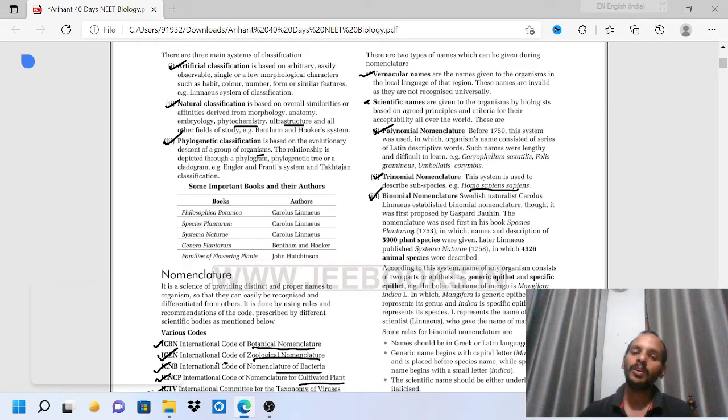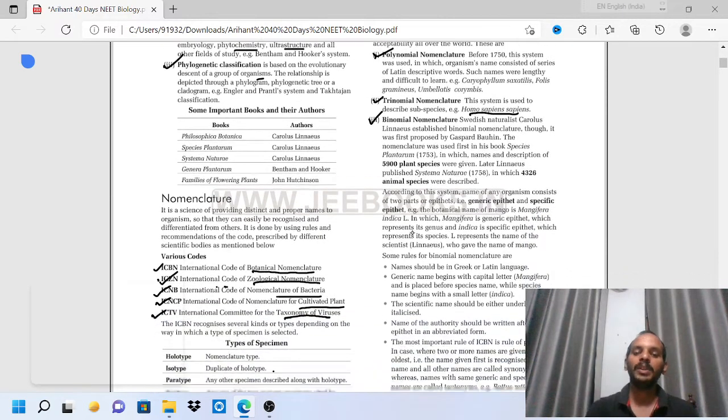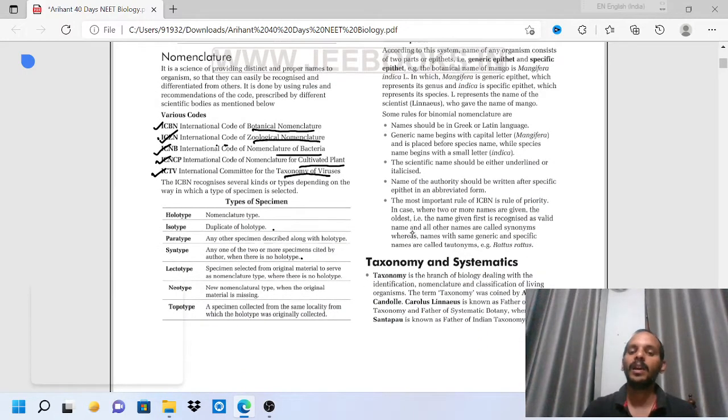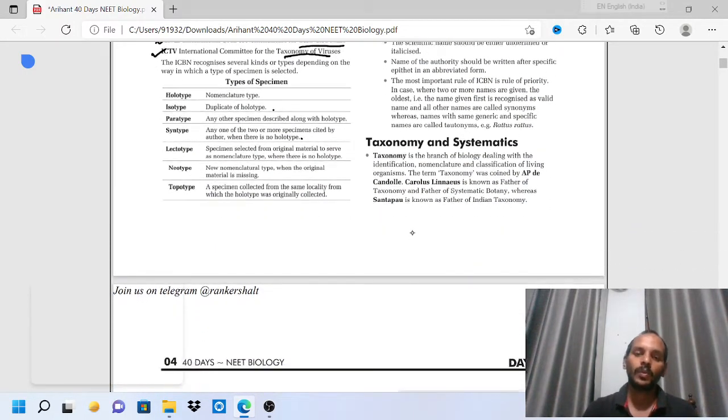Next is binomial nomenclature. Binomial nomenclature contains two names, genus and species. Like that, mango is known as Mangifera indica. Mangifera is the genus, and indica is the species. So it is binomial nomenclature. It is a very famous nomenclature. It was given by Carolus Linnaeus. So it is very important.